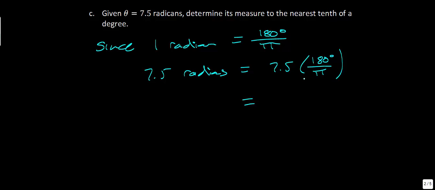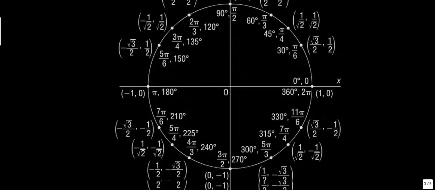All right. And so what we can do right there is we can just multiply these together. So 7.5 times 180, and then divide that by pi. Make sure that we're not using 3.14. I think that's probably obvious for you folks, but make sure you're using the pi button. And I think this one said to the nearest tenth of a degree, and so when you put this into your calculator, we have 430.0 degrees, just like so. Okay, let's keep on moving.